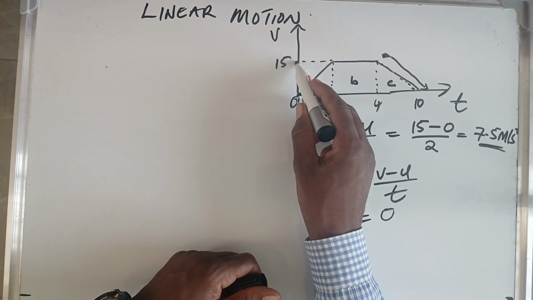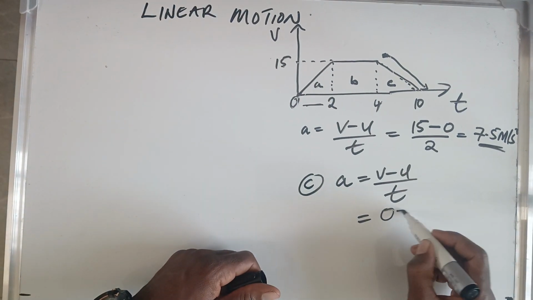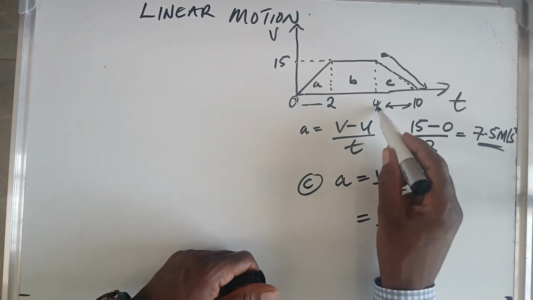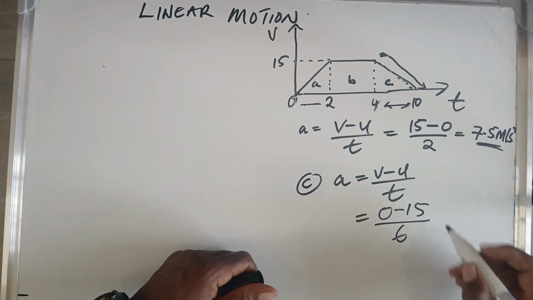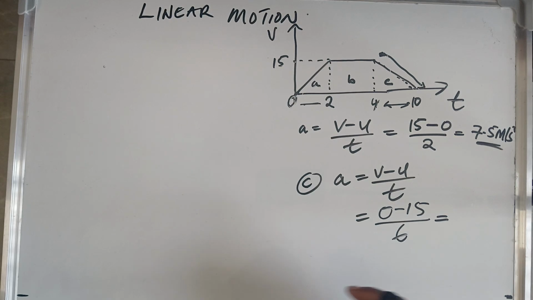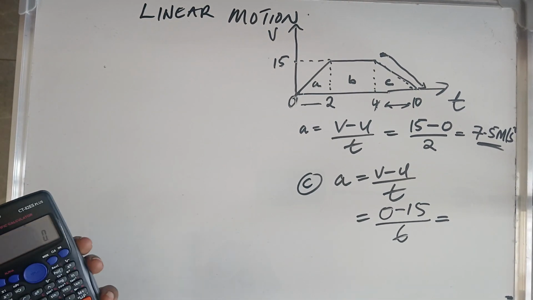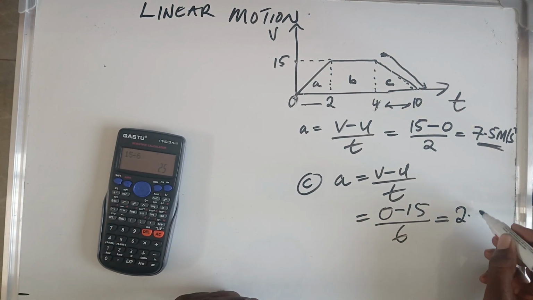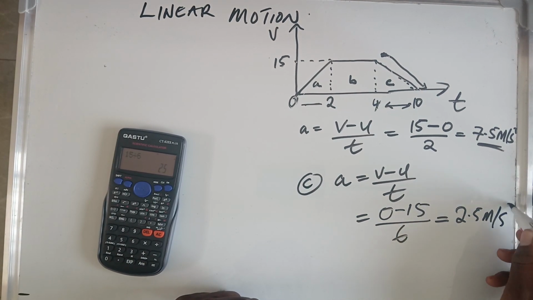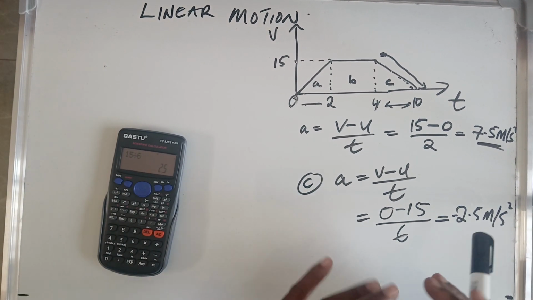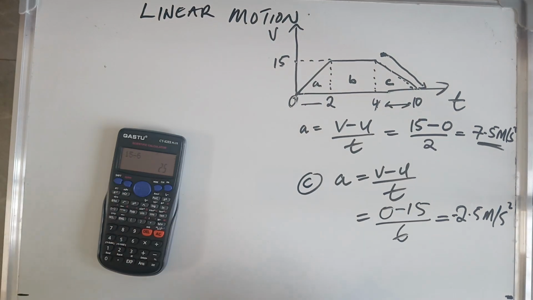It started from 15, which is the initial velocity. Then the time interval is from 4 to 10, which is 6. So this becomes 15 divided by 6, which should give us 2.5 meters per second squared. And remember, this is negative. That's why we define the deceleration to be simply the opposite of acceleration.